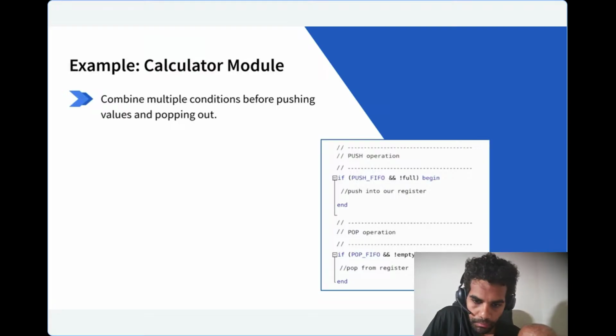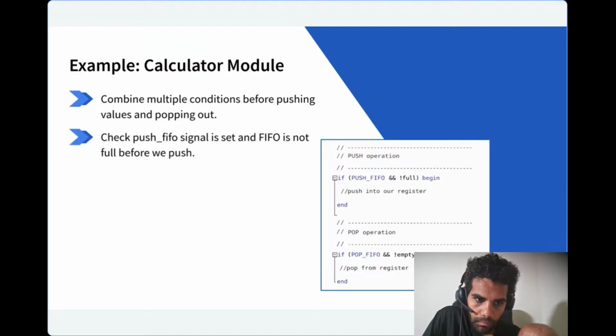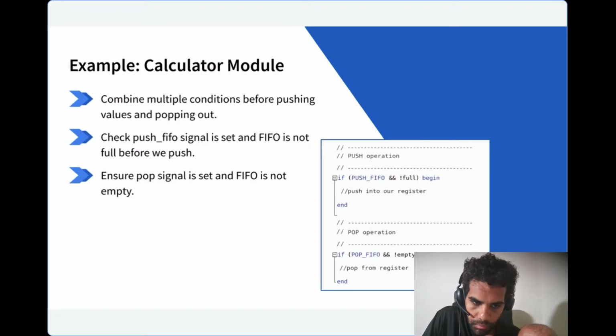from our FIFO. So before we push, we make sure the push FIFO signal is set and that the FIFO is not full. So to pop, we make sure the pop signal is set and that the FIFO is not empty. That is, it contains at least one entry.